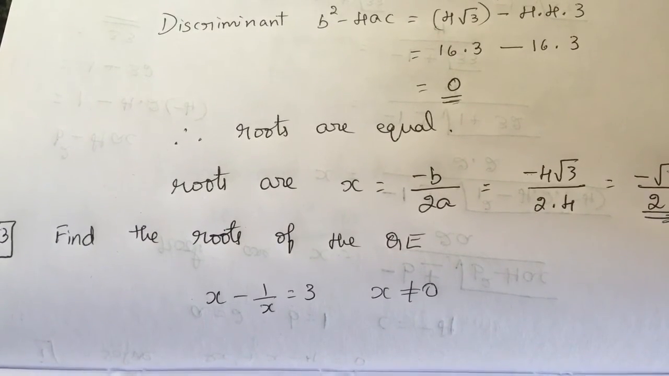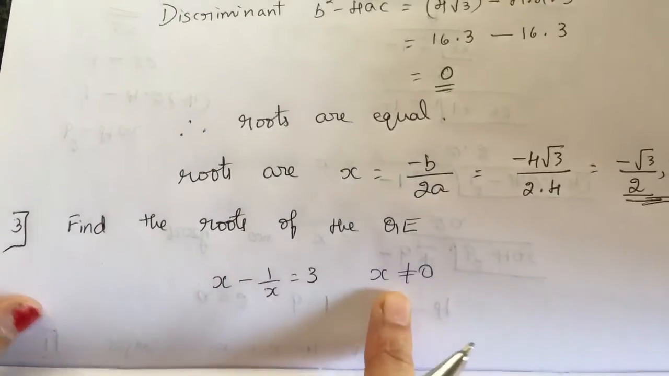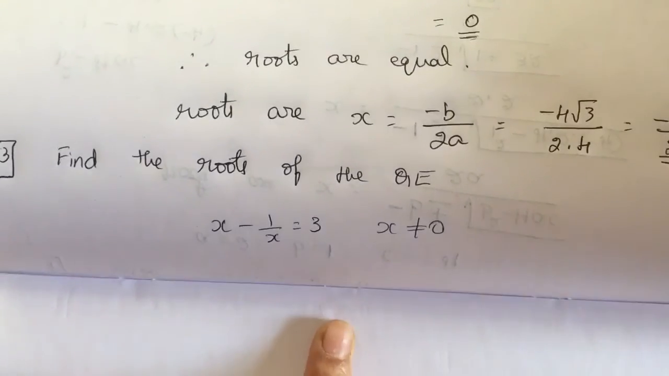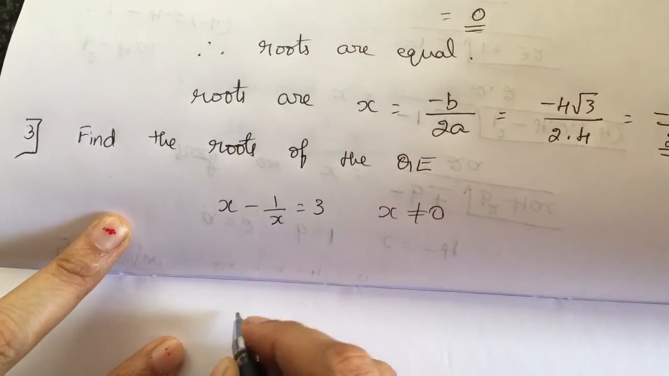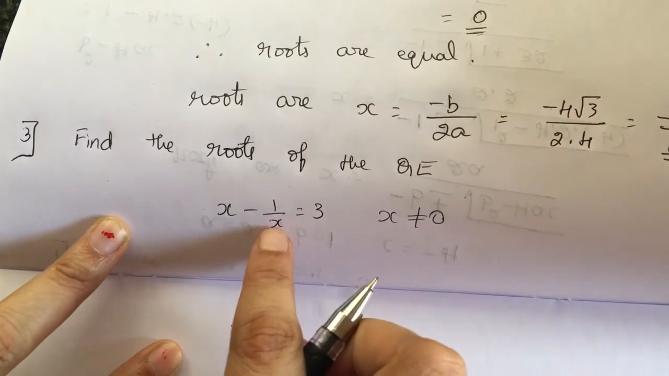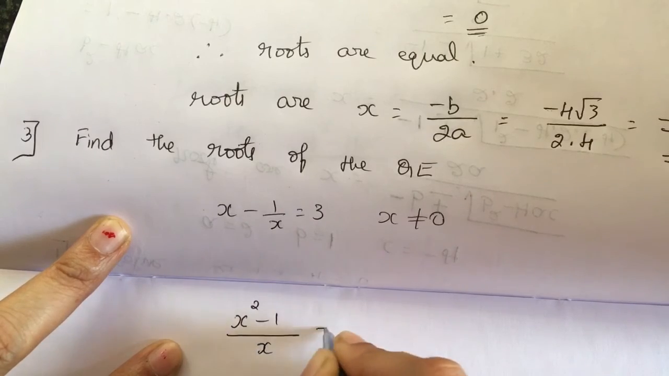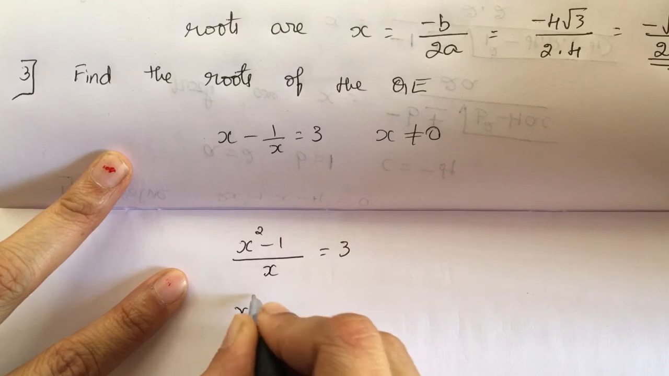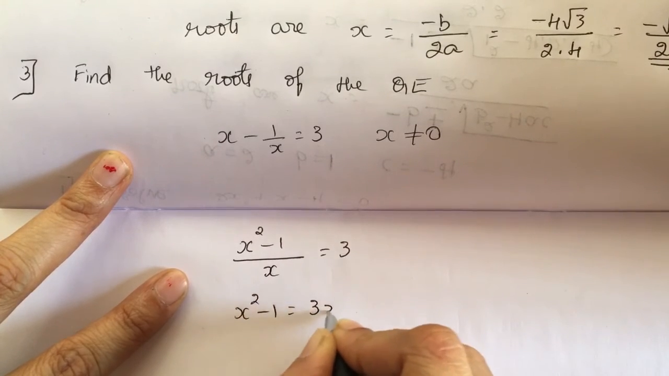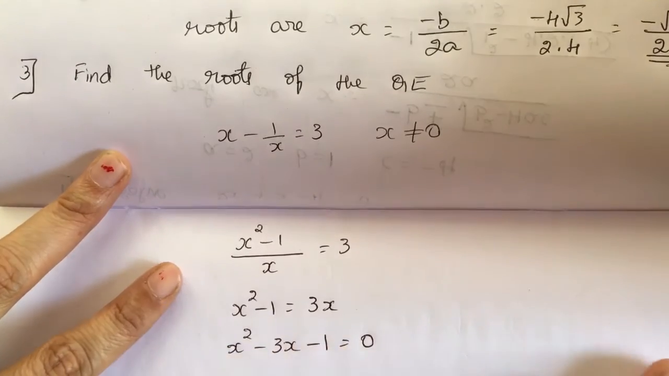Next problem. Find the roots of the quadratic equation x minus 1 by x equal to 3, where x is not equal to 0. You just have to take the LCM and rewrite this equation. So x square minus 1 by x equal to 3. I'm taking LCM. Now take it to the side so that x square minus 1 equal to 3x. Take it to the left hand side, x square minus 3x minus 1 equal to 0.